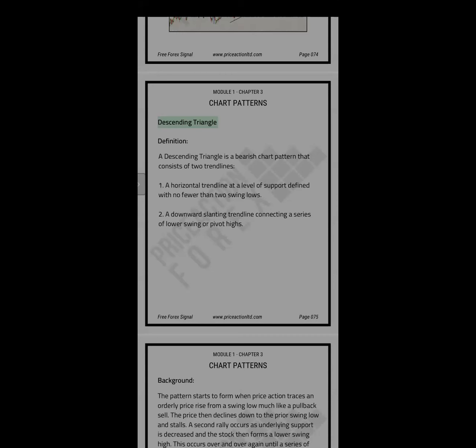So the second one says a downtrend, a downward slanting trend line connecting a series of lower range or pivot highs. That means your resistance, instead of being horizontal, just like in an ascending triangle, will be downward slanting. Resistance is downward slanting, and support is horizontal. So what are they saying?